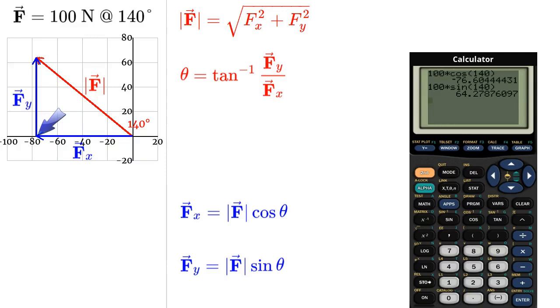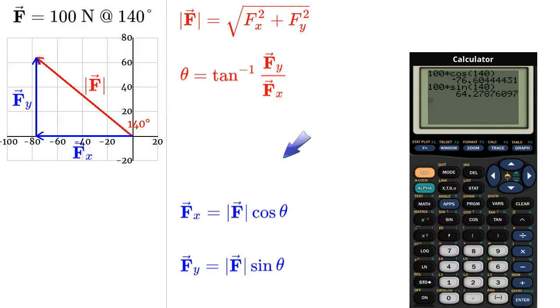Now we can do the same thing for the y component. According to the equation, we're going to take the magnitude, which is 100 newtons. We're going to multiply by the sine of 140 degrees, and that's going to give us 64.3. And again, that's pretty close to what we estimated the y component should be.